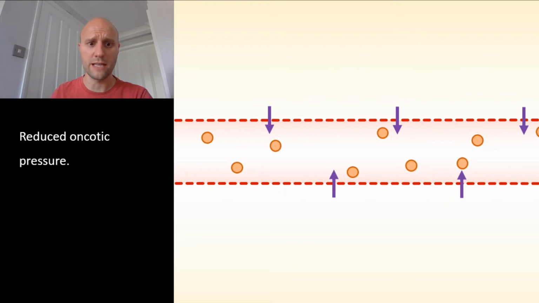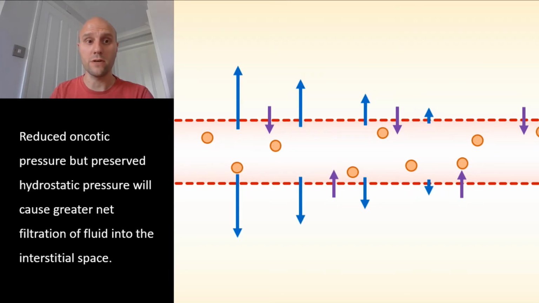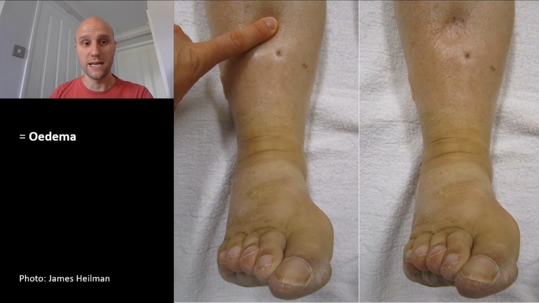We might see that there's a reduction in oncotic pressure because there's fewer of those large molecules drawing the water back in. However, hydrostatic pressure may be completely unchanged, and so you get this net movement of fluid from the intravascular space into the interstitial space. And this presents clinically as edema.